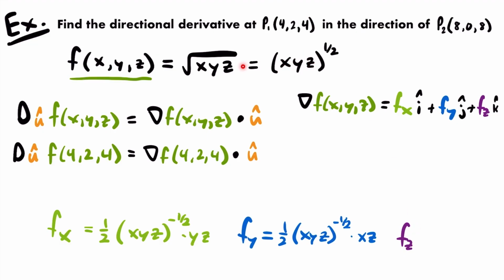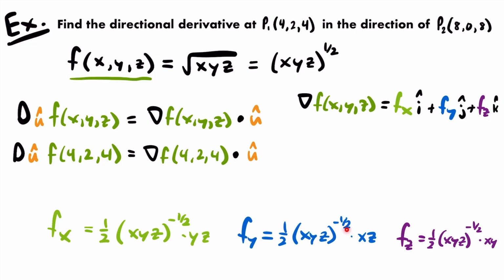Z is inside that square root function, so you're still going to take the derivative using the chain rule. You'll have 1/2 times x times y times z to the negative 1/2 power, but then you'll be multiplying by the derivative of the inside function with respect to z, and z is to the first power, so its derivative would just be the coefficient of x and y. X and y are constants with respect to z, and so they will be the coefficient. So we'll multiply by x times y.